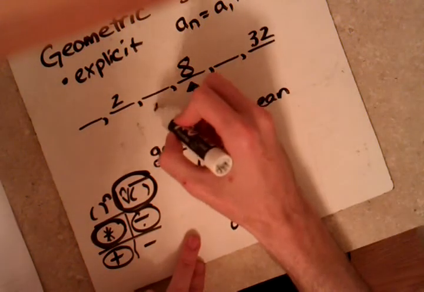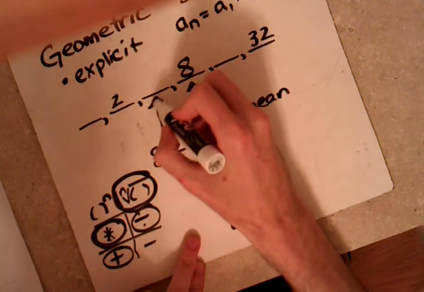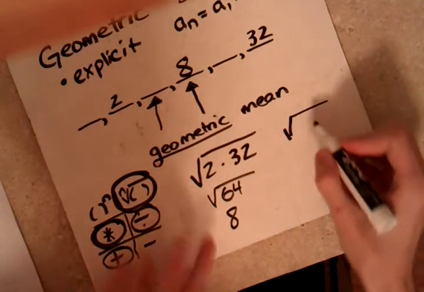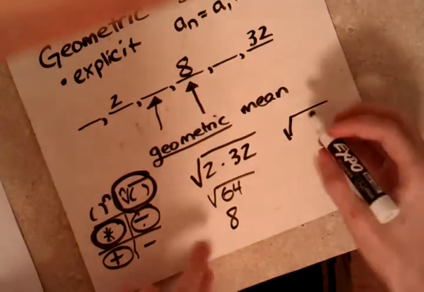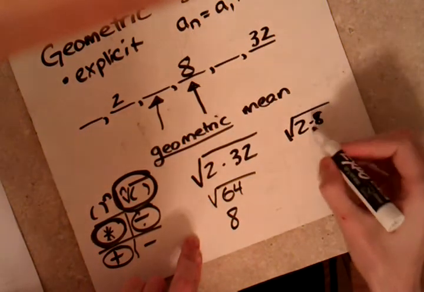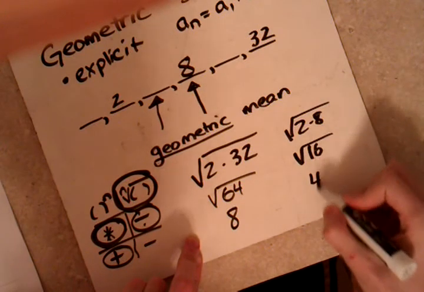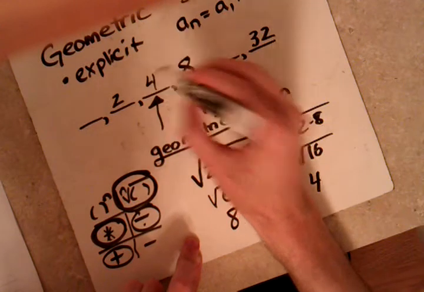I could also then go and find this term here, using the same principle. So this time it's in the middle of 2 and 8. So I know 2 times 8 is 16, and the square root of 16 is 4. So this number here in the middle must be a 4.